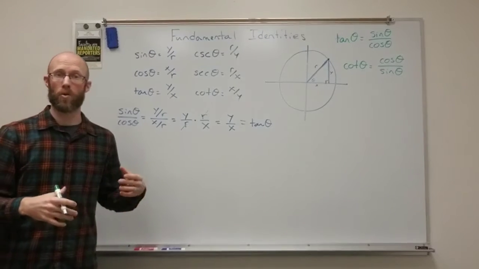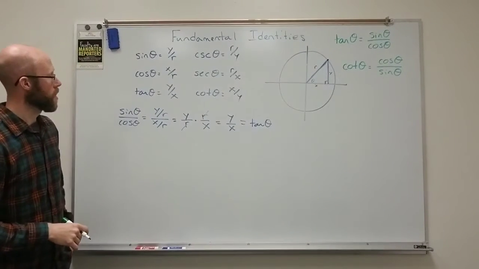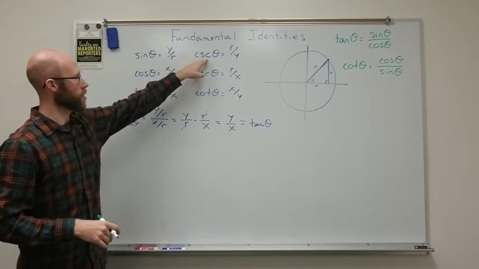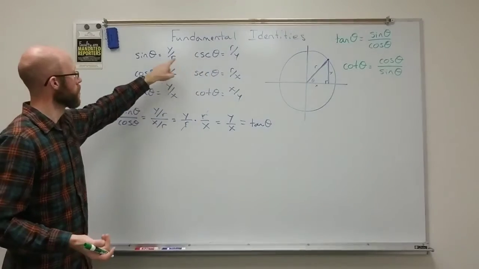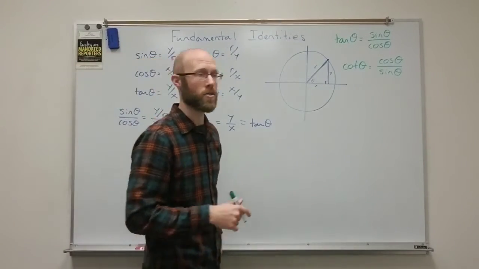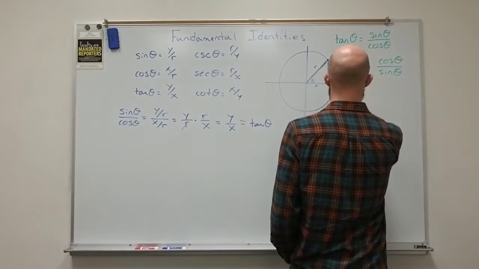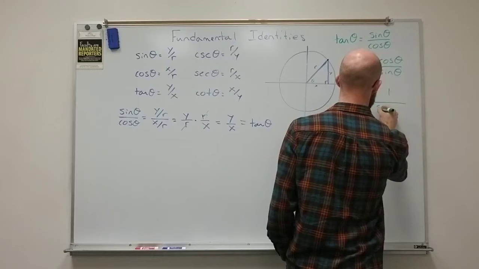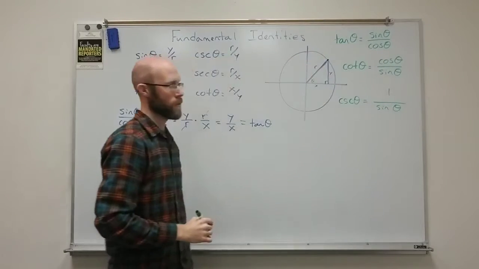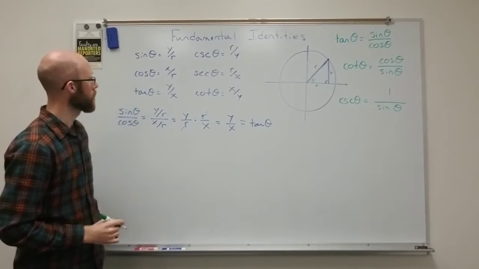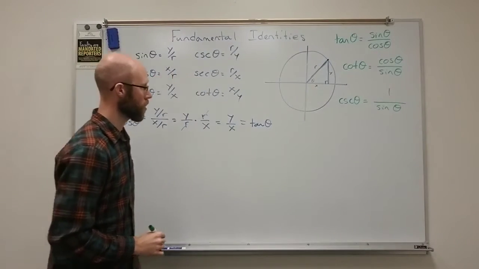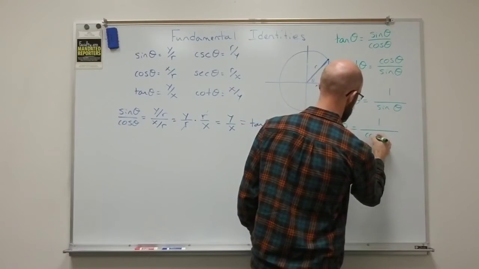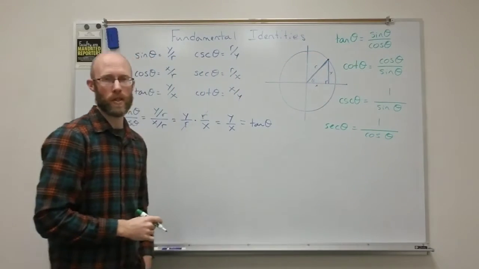We also have what we call reciprocal identities, okay? The reciprocal identities are just that the sine and the cosecant are reciprocals of each other, right? Y over r and r over y, and so we can say that the cosecant of theta is equal to 1 over the sine of theta. Okay, that's a reciprocal identity. We can also combine the secant and the cosine. So the secant of theta is 1 over the cosine of theta because they are reciprocals of each other.